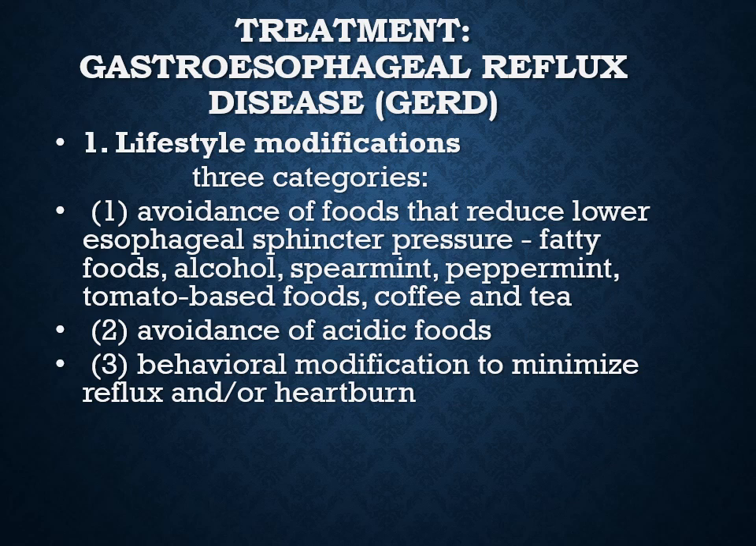The treatment involves lifestyle modification. Lifestyle modification has three categories. Number one is avoidance of food that reduces lower esophageal sphincter pressure, making them refluxogenic. They include fatty foods, alcohol, spearmint, peppermint, tomato-based food, and coffee and tea. Avoidance of acidic foods that are inherently irritating, and adoption of behaviors to minimize reflux and heartburn.